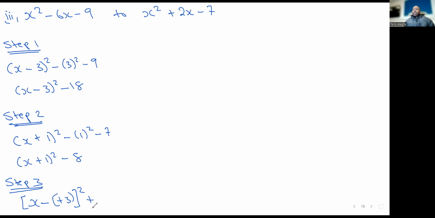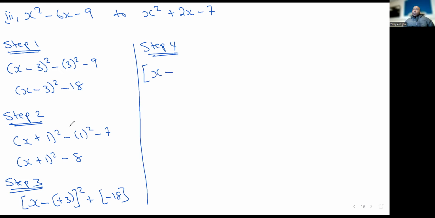Then we must have plus outside, and this is minus 18. So for it to remain, it's going to give us minus 18 here. Okay. Then the next one, step 4. Step 4, we're going to rewrite this as well in the translated form, and that will give us x minus, but we have plus here. So for this plus to be there, it has to be minus 1 squared. Then we have plus minus 8. So if you open the bracket, it's going to give you exactly the same thing.